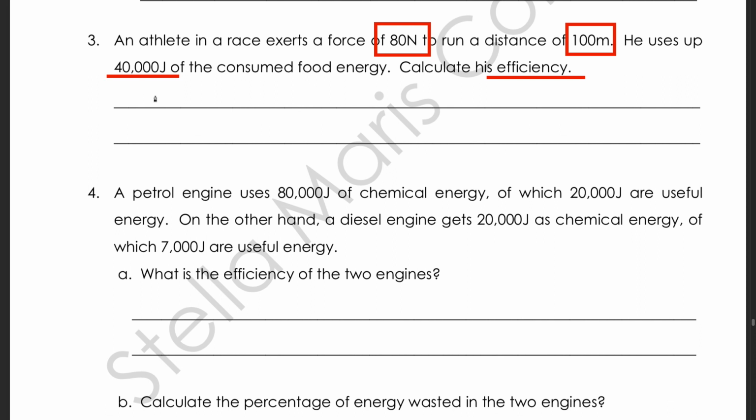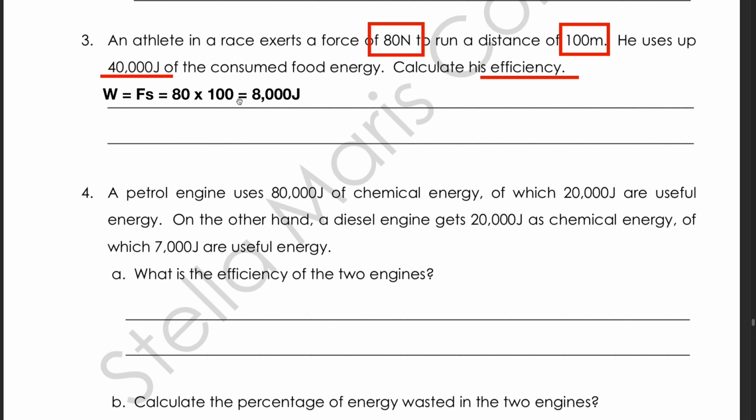So the first step would be writing the equation of the work done. Let me remind you, it is W equals Fs. Plugging in the values, we will get 80 multiplied by 100. That will give us 8,000 joules.